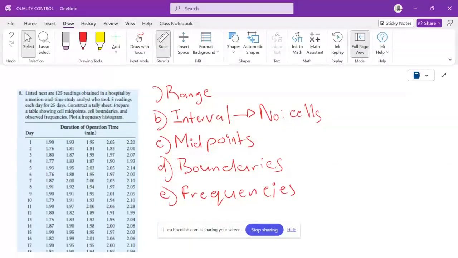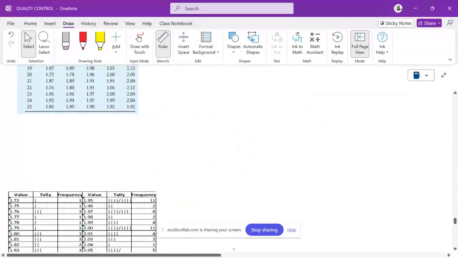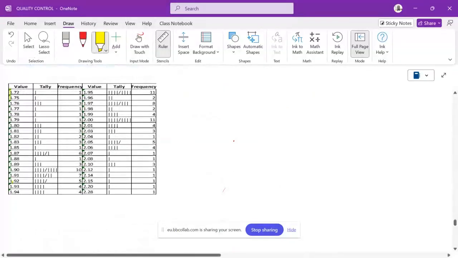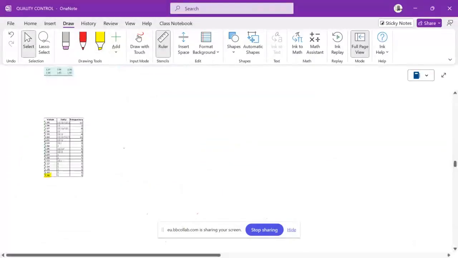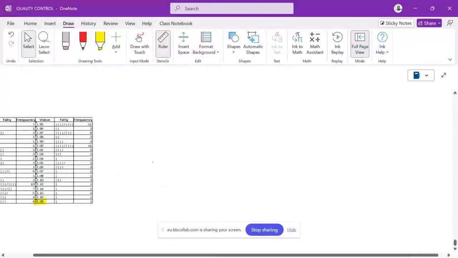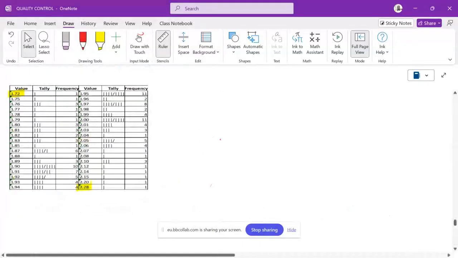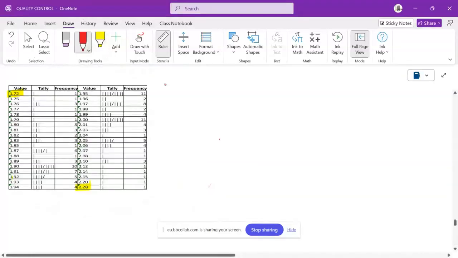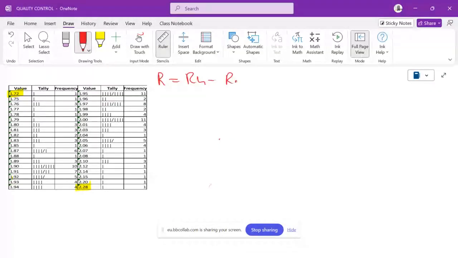I'll give you these tables there. And you know the range is this minus that. I'm not going to draw the histogram, but I'm going to quickly do the range. Range R equals R high minus R low, then 2.28 minus 1.72.